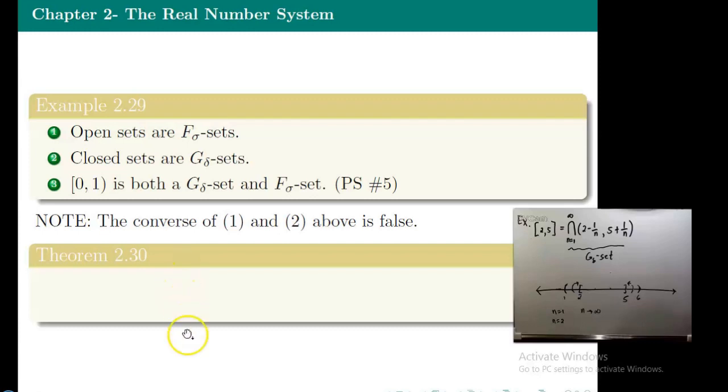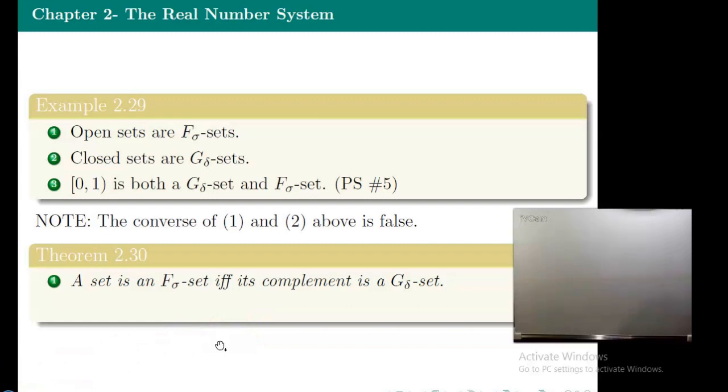So let's have here theorem 2.30 rather. First, a set is an F sigma set if and only if its complement is a G delta set. So this is an if and only if statement. It means we will prove this in 2 ways. Okay? So let's have this.